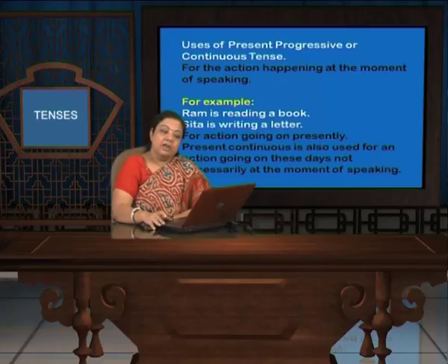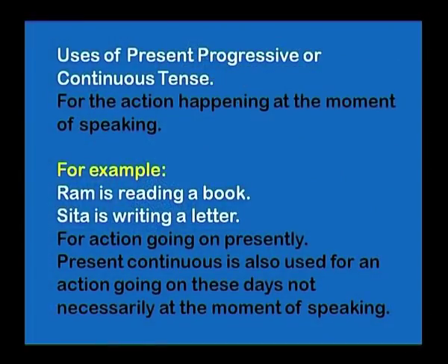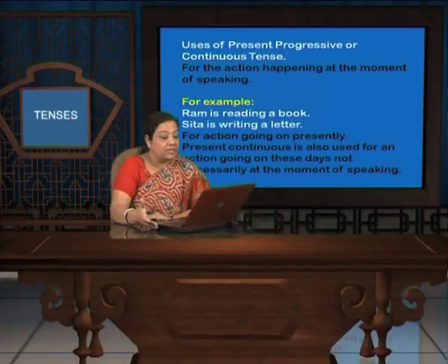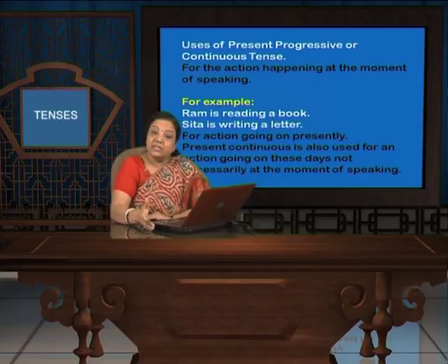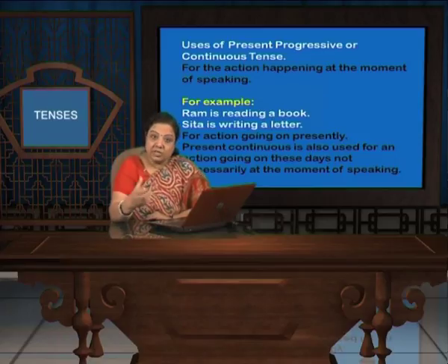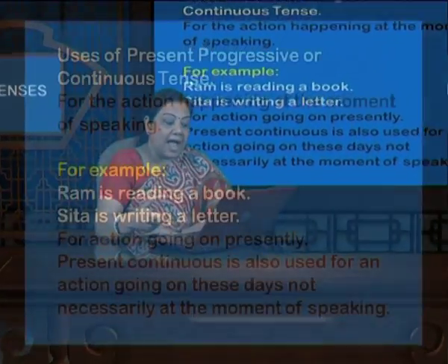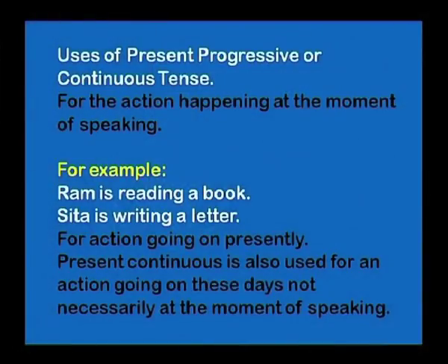Uses of the present progressive or continuous tense: we use it for an action happening at the moment of speaking. It is not a completed action or activity, but the activity is in progress. For example, Ram is reading a book. He hasn't finished reading the book. Sita is writing a letter. She is still continuing writing the letter. So for an action which is going on presently, we say it is present continuous tense.